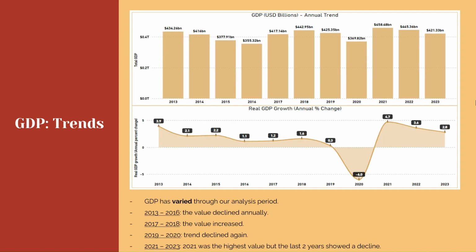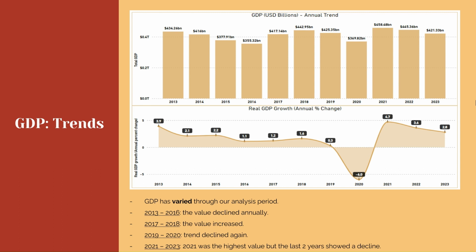If you consider the GDP trends, there's a bit of variability, both if you're looking at nominal GDP or the real GDP growth. If you consider the following periods, 2013 to 2016, the value was declining annually, as you can see there. And then from 2017 to 2018, it increased. And then again in 2019 and 2020, it declined. And then 2021 to 2023, 2021 was the highest in a sense, but then the last 2 years have been showing a decline.